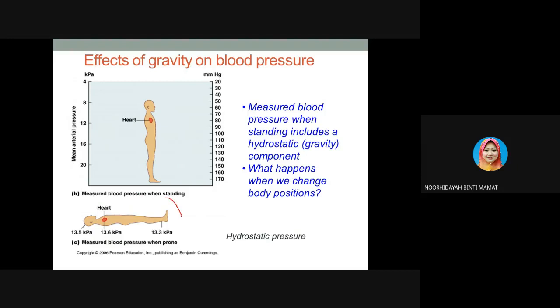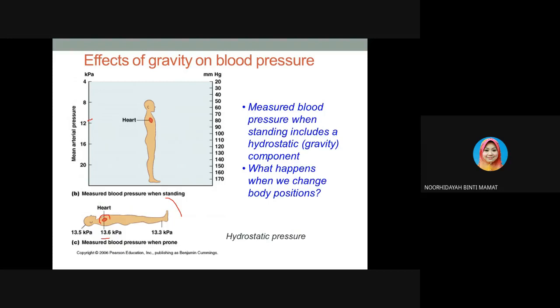When prone, when we measure the blood pressure, you can see here that it is 13 from 6 kPa, while during standing it will be less. So what happens when we change our position?